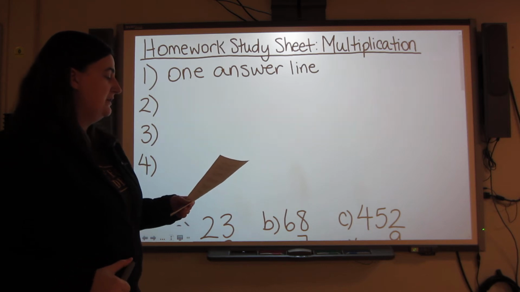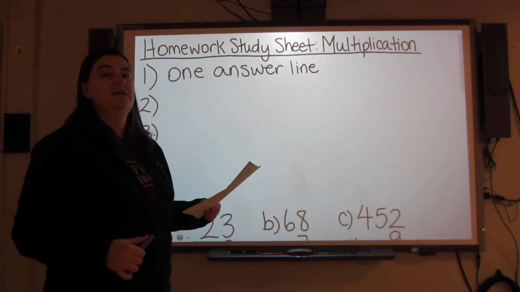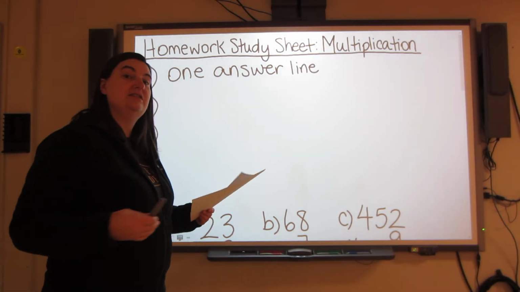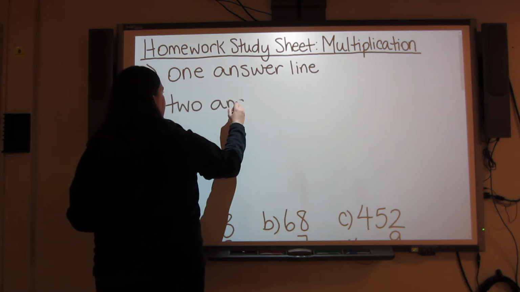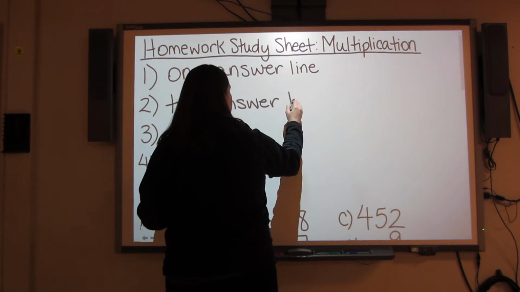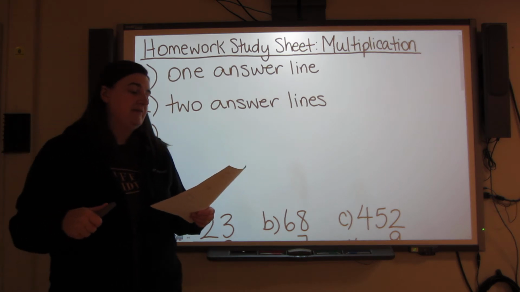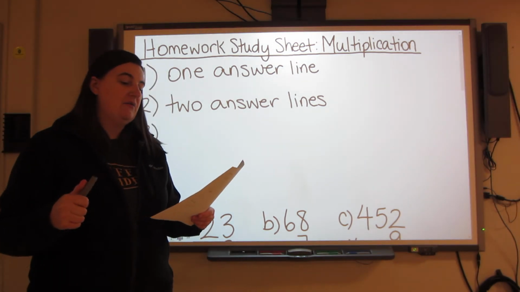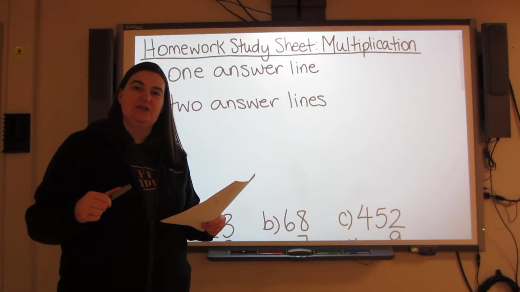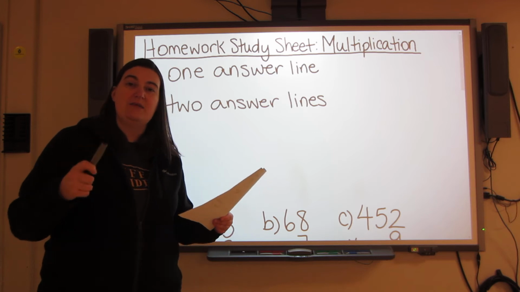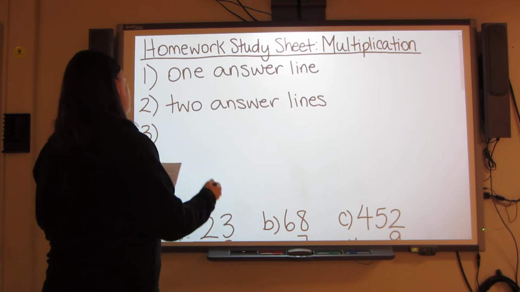Question 2. When you have two digits on the bottom of your question, how many answer lines will you have? So remember, if there's two digits, you'll have two answer lines. Question 3. If you have more than one answer line, what do you need to do with them to get the final answer? So when you're doing 2 or 3 digit multiplication and you get more than one answer line, you have to add them to get your final answer.